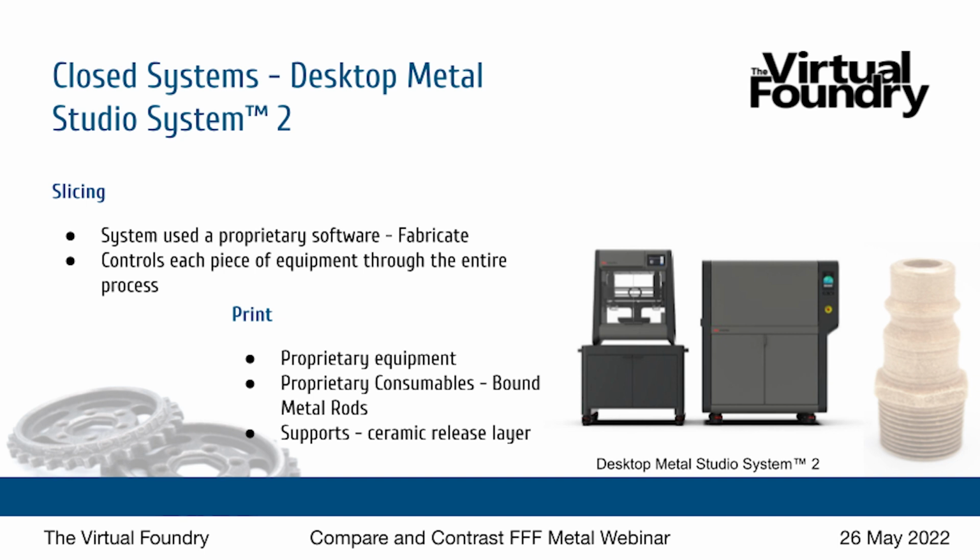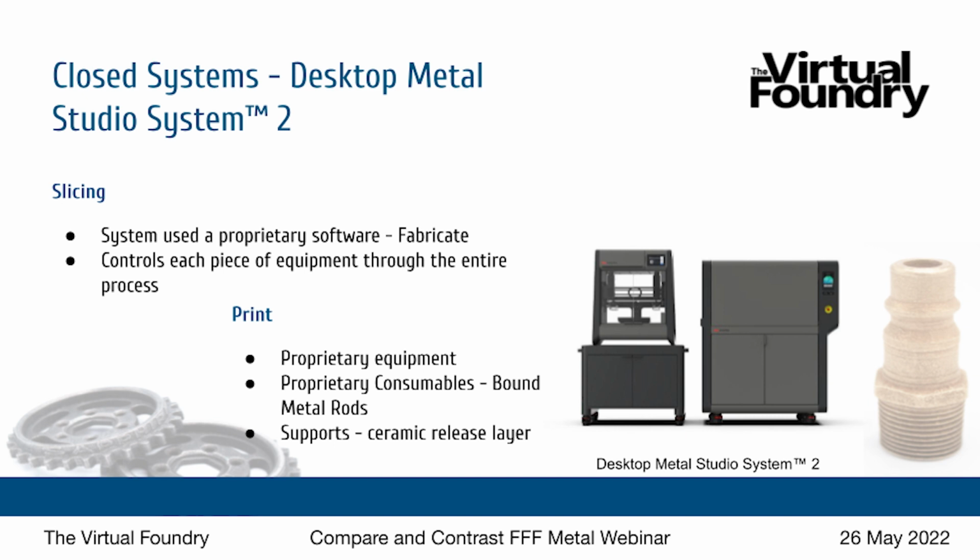So the first technology we're going to talk about is the Desktop Metal Studio System 2. We're going to talk about the 4 basic steps for each of these. I just talked about 3. There is a step before all of these, and that's where you're slicing. You're getting your part ready for the actual printing process. In the Desktop Metal Studio System 2, for slicing, you're using Desktop Metal's proprietary software called Fabricate. And that Fabricate software controls each piece of equipment through the entire process.